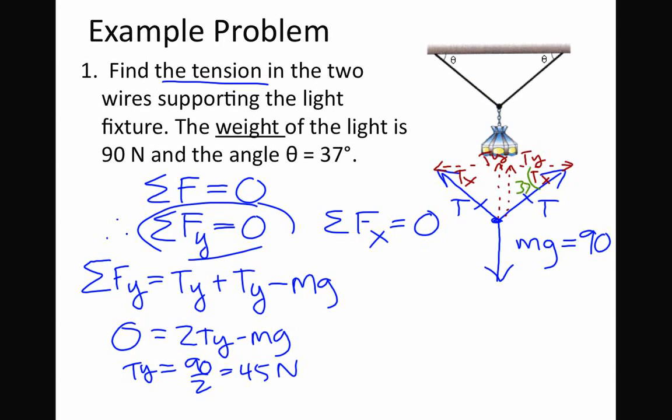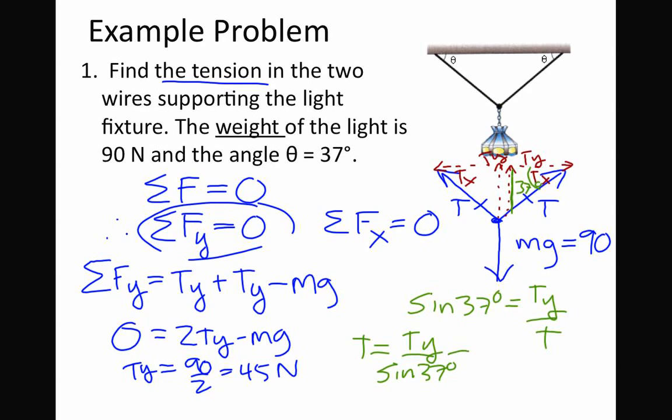is 37 degrees. And I didn't do a very good job with my components. I'm sure you could do a better job labeling your components. The important thing is that you follow that step. But anyway, if we use that angle, you'll see that the y component here is the opposite. So the sine of 37 is going to be Ty over T. So to find T, it's going to be Ty over sine 37. So 45 over sine 37, which is going to give us an answer of 75 newtons.